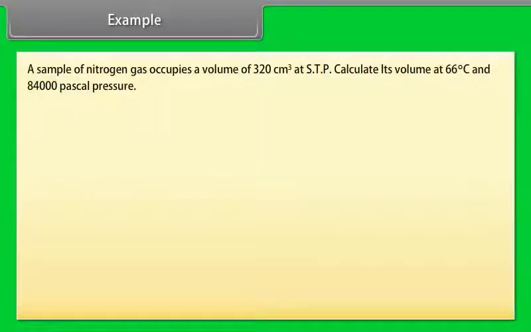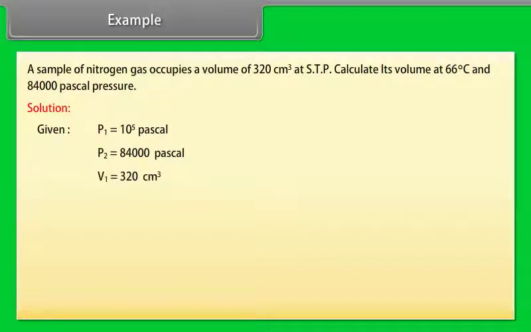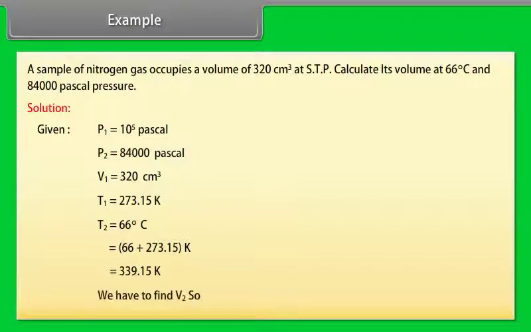Example: a sample of nitrogen gas occupies a volume of 320 cm cube at S.T.P. Calculate its volume at 66 degrees Celsius and 84,000 Pascal pressure. Solution: given P1 is equal to 10 raised to the power 5 Pascal, P2 is equal to 84,000 Pascal, V1 is equal to 320 cm cube, T1 is equal to 273.15 Kelvin, T2 is equal to 66 degrees Celsius is equal to 66 plus 273.15 Kelvin is equal to 339.15 Kelvin. We have to find V2.